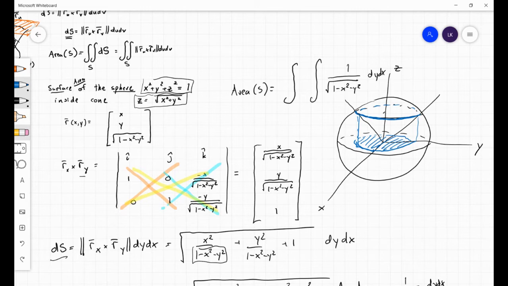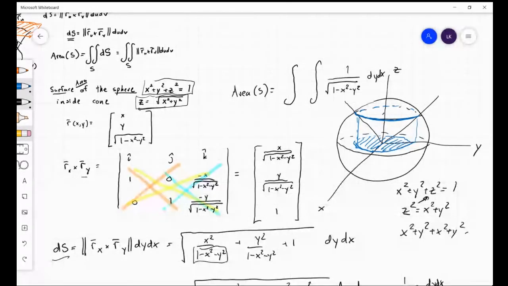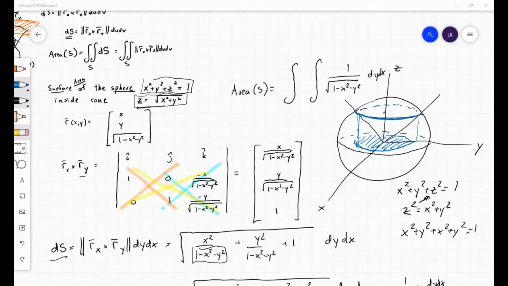Well, notice that we're essentially looking for the circle, which is the intersection of the sphere and the cone, which I'll write as z squared equals x squared plus y squared. So to see where these intersect, I could just replace z squared with x squared plus y squared. So that's going to be x squared plus y squared equals a half. So that's a circle of radius 1 over square root of 2.